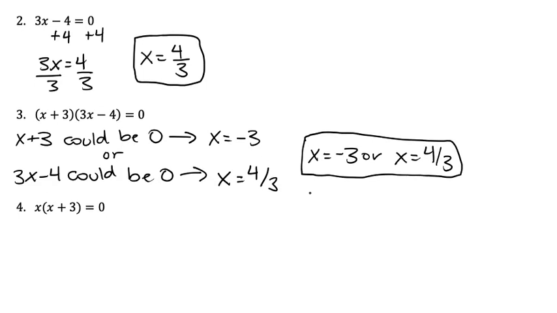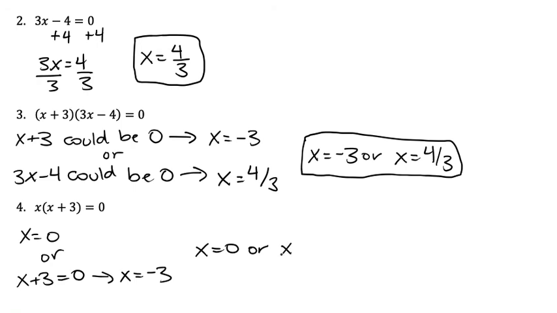And lastly, for number 4, we have x times x plus 3 equals 0. Now again, one of these two factors must be 0. So that means that either x equals 0 or x plus 3 equals 0, which again means that x equals negative 3. So my answer is x equals 0 or x equals negative 3.